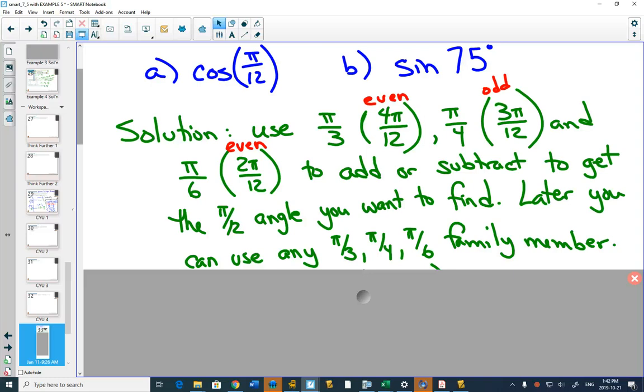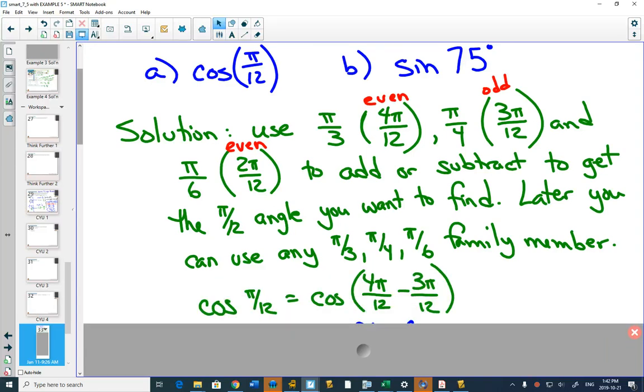Yes? Yeah, if you subtract 4 pi over 12 minus 3 pi over 12, can you see that you could get 1 pi over 12? And you could also do 3 pi over 12 minus 2 pi over 12. That would also give you 1 pi over 12. So what we do as a technique is once we find two of them that add or subtract to get what we want, we can write out, well, I know that cos of pi over 12 is equal to cos of 4 pi over 12 minus 3 pi over 12.